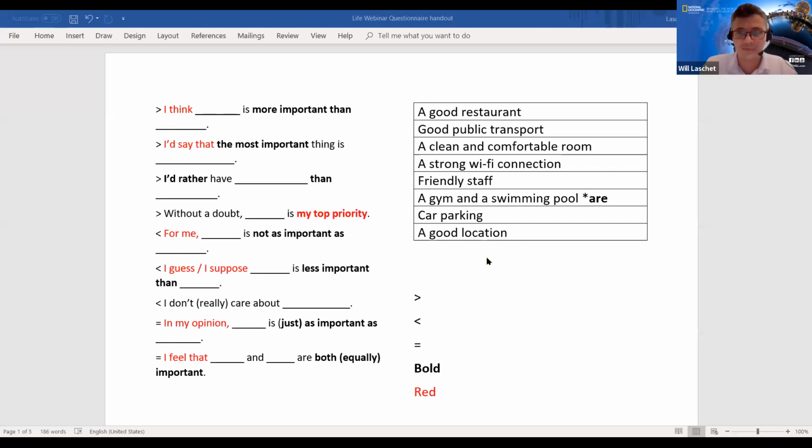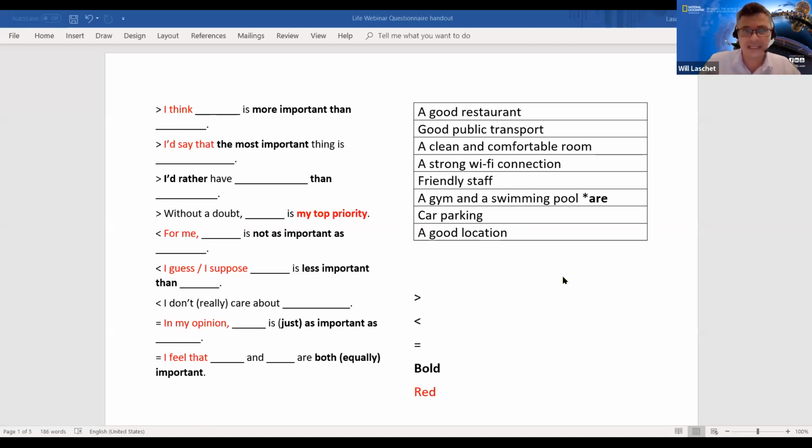In the box here, we've got the 8 different aspects of staying in a hotel, and on the left we've got some sentences that they can use to discuss them. And I've got a kind of key here which we're going to explain before we go into it. So can you see these top 3 sentences? They have this symbol like an arrow going to the right.